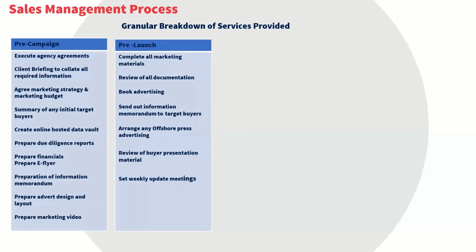So we next step up to pre-launch, and this is just this kind of work through that final checklist before we actually release it to the marketplace. But let's complete, summarize, sign off on all those marketing materials that we took them through in the pre-campaign, review all the documentation that's attached to it, make sure that it's free of errors and that it's complete, that we've got all the things that we said we were going to collate.